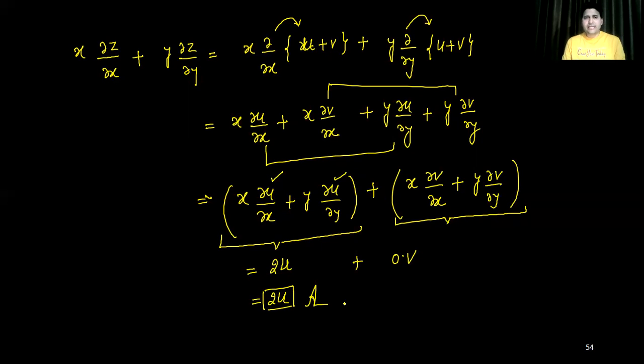I hope you understood the concept. What I did here: z is not given directly. It is given as the combination of two functions u and v. I just checked them individually, whether they are homogeneous or not. If both of them are homogeneous of the same degree, then in that case it will be directly n times z. But here z is not homogeneous, so I just converted it in terms of u and v and applied the result of Euler's theorem for homogeneous functions to get the required result. Hope you understood the concept.